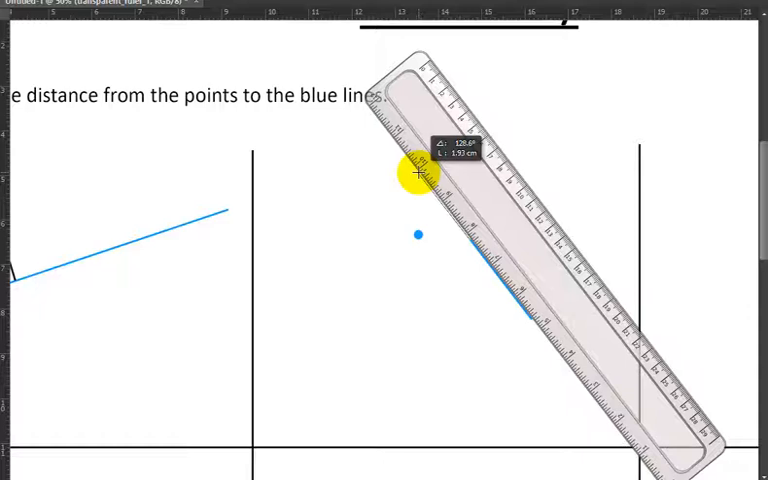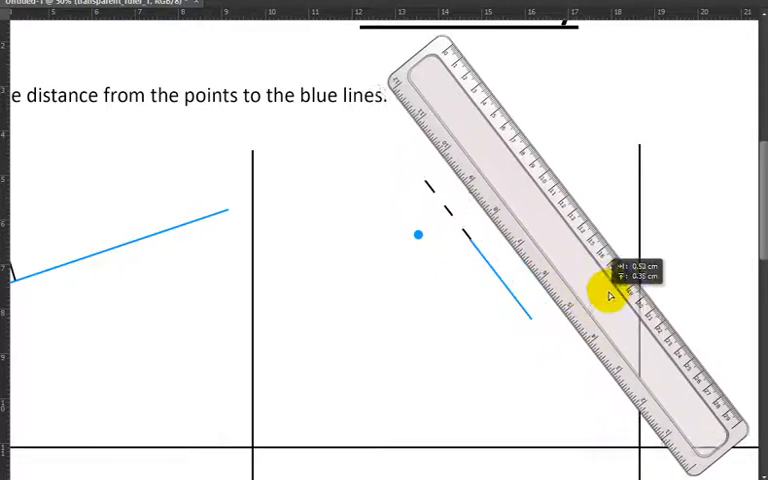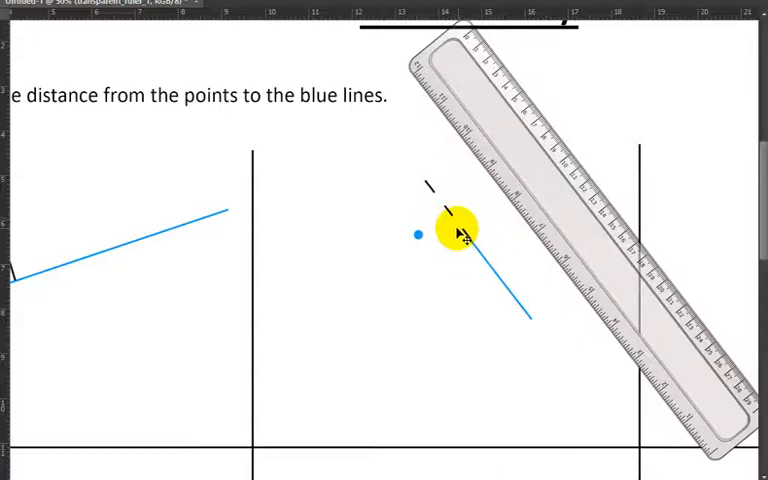So I placed my ruler like this, and if you remember from yesterday, we said that these shouldn't be full lines because this isn't actually part of the line. It's what would be part of the line if it continued this way. So that's why the lines are cut.